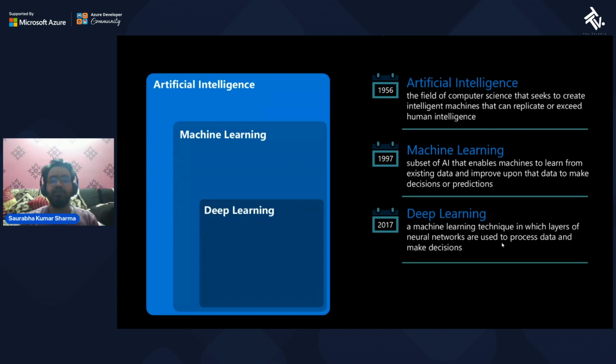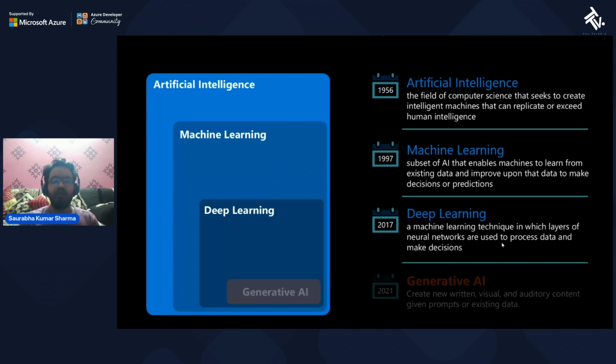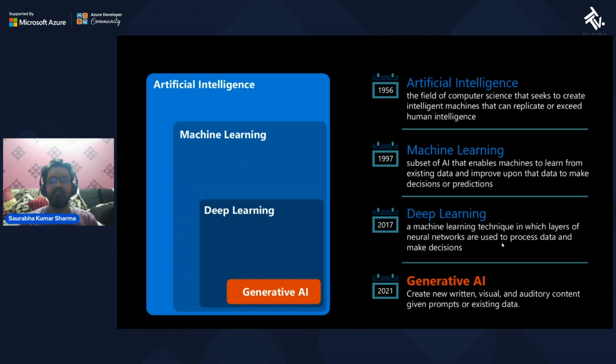The next would be 2017, when we got the term deep learning. That is an inner part of machine learning: a machine learning technique in which layers of neural networks are used to process the data and make decisions. Whatever data you provide, it is used to give you a decision based on it. The last is generative AI, introduced in 2021, which creates written, visual, and auditory content based on your prompt and existing data.